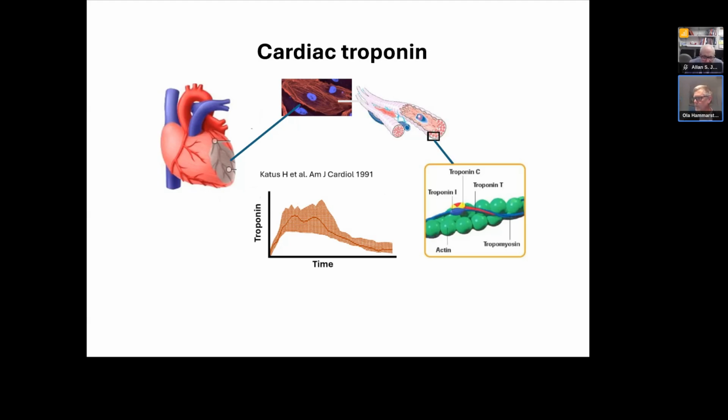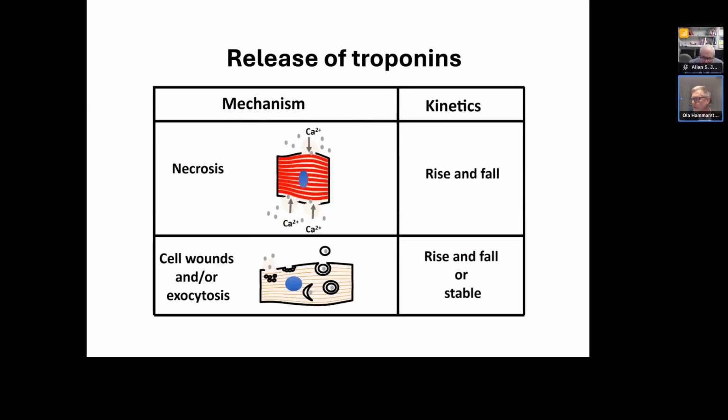The next image, please. The release of troponins, the mechanisms can basically be divided into necrosis and other mechanisms that I will go through, that are either due to holes in the membranes called cell wounds, or an active release that is due to a type of exocytosis that will be described. And if you have a kinetic rise and fall, it can either be the release by necrosis or by other mechanisms, as I will describe. The next slide, please.